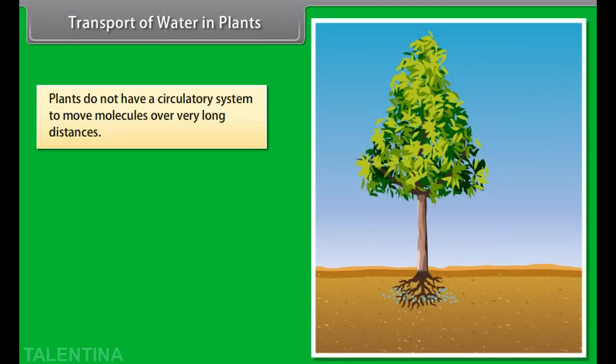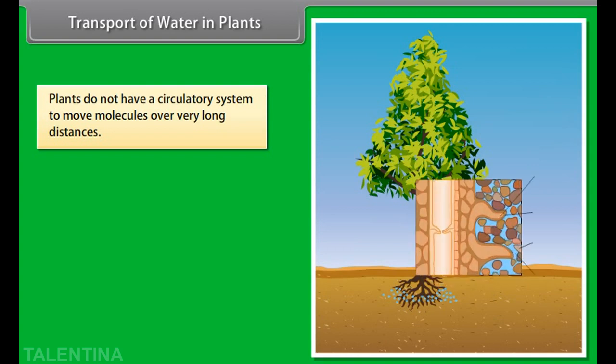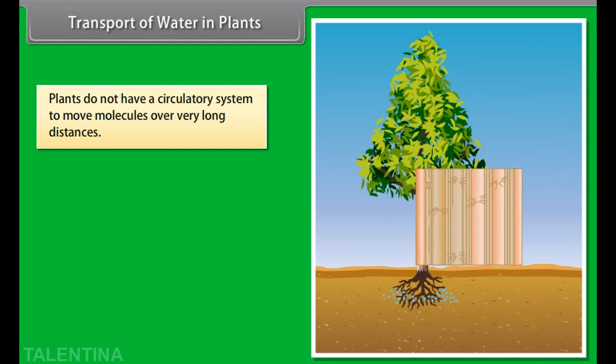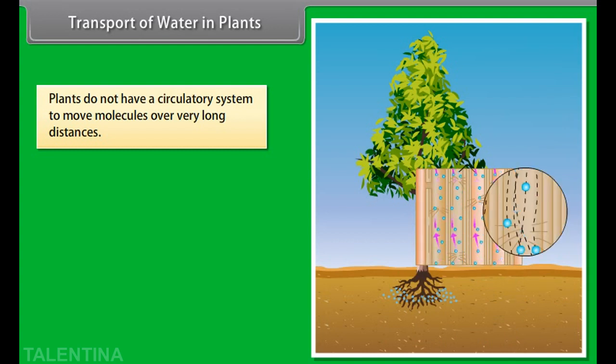Transport of water in plants. All plants need to move molecules over very long distances. They also do not have a circulatory system in place. Water taken up by the roots has to reach all parts of the plant, up to the very tip of the growing stem. The photosynthates, or food synthesized by the leaves, have also to be moved to all parts, including the root tips embedded deep inside the soil.